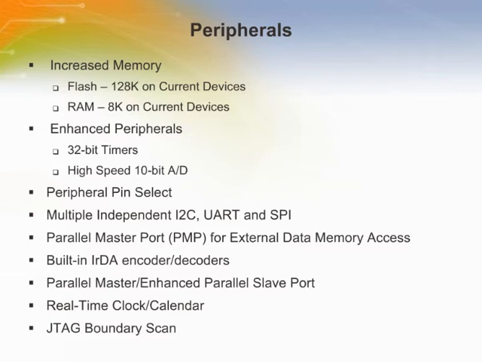The device contains 5 16-bit timers, 4 of which can be cascaded to form 2 32-bit timers. There is also a new high-speed 10-bit analog-to-digital converter. The 10-bit analog-to-digital converter is capable of conversion rates up to 500,000 samples per second. JTAG boundary scan has been added to the PIC24 family to assist in board-level testing and in-system programming.